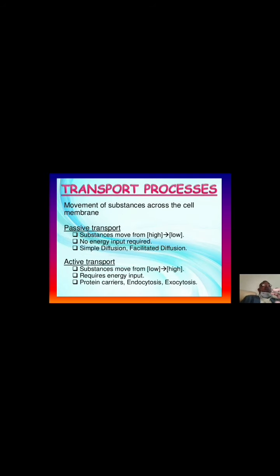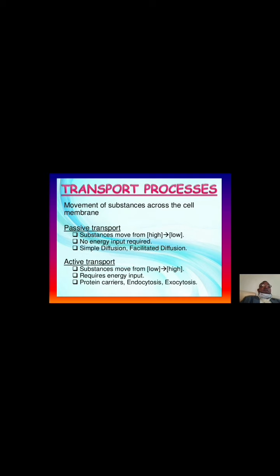Transport processes: how do they take place? Movement of substances across the cell membrane is called transport. One important transport is passive transport. Substances move from high concentration to low concentration. The second point is that no energy input is required. Forms of energy such as ATP are not required in passive transport.